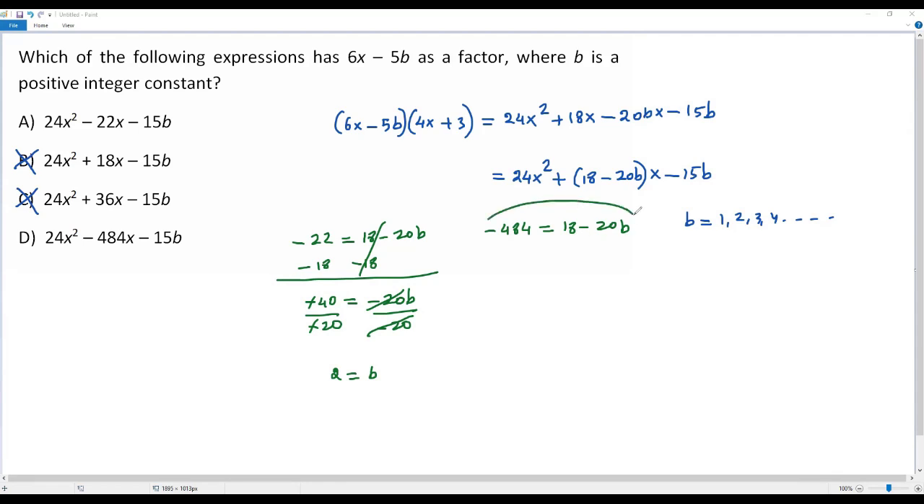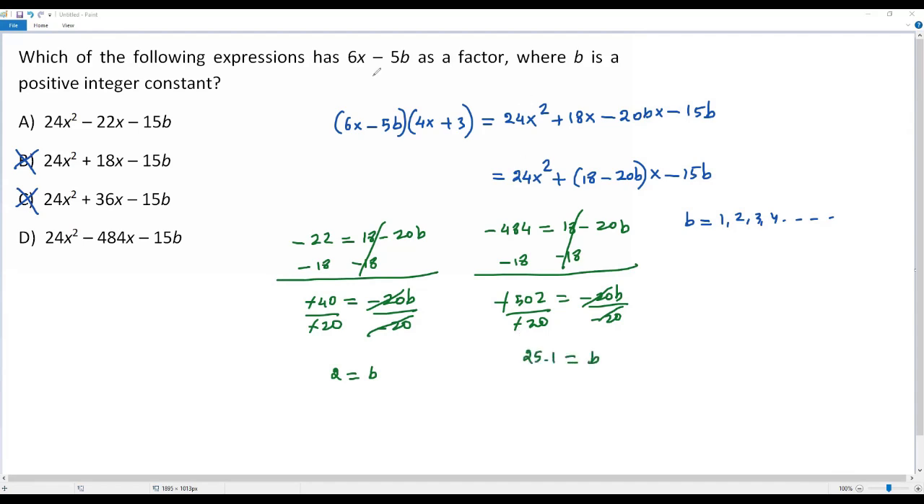Anyways, let's solve for b in this equation. Let me subtract 18 from both sides of this equation. Then this 18, negative 18 will cancel out. I am getting negative 502 on the right side. On the left side, we have negative 20b. Let me divide both sides of this equation by negative 20. This negative 20 will cancel out. Here the negatives will cancel out. Let me divide 502 by 20. I am getting 25.1. In both the equations, I am getting a positive value for b.